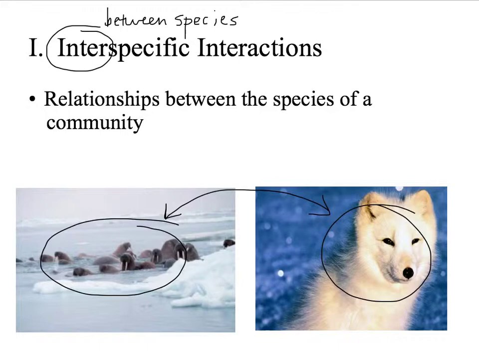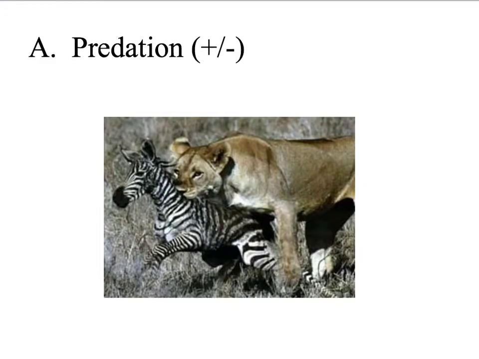Now there are a few different types that we're going to be talking about in this video. For each different type, you're going to see this kind of symbol after the name. And what that symbol represents is what happens to the organisms that are involved in the relationship. Are they benefited? That would be a plus. Are they hurt? That would be a minus. Or is there no effect on that organism? That would be a 0.